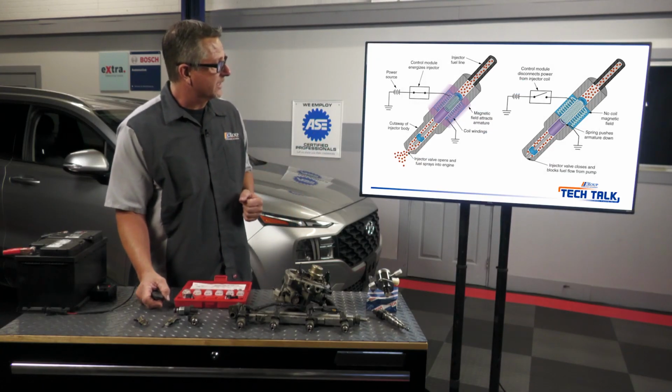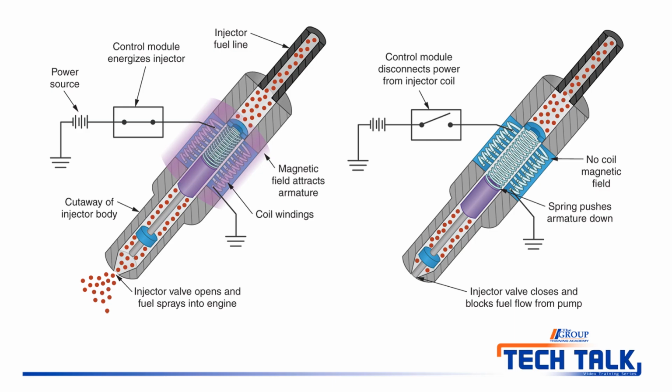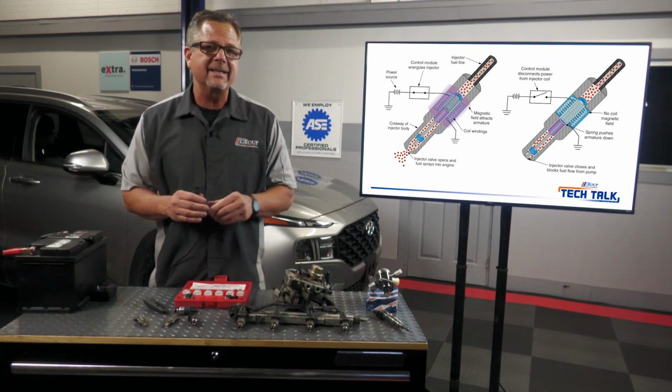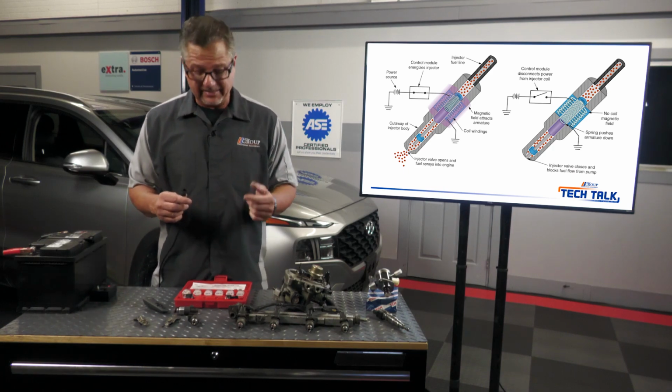Now, what happens when it goes, you can see right there, the computer's either going to ground it or power it. Usually they ground it on the ground side. This one's showing power, but what happens, it creates a magnetic field and pulls it up. Now, I said the computer does that. So I have a computer simulator here, and a good way to test an injector is to use a noid light. This is pretty cool.